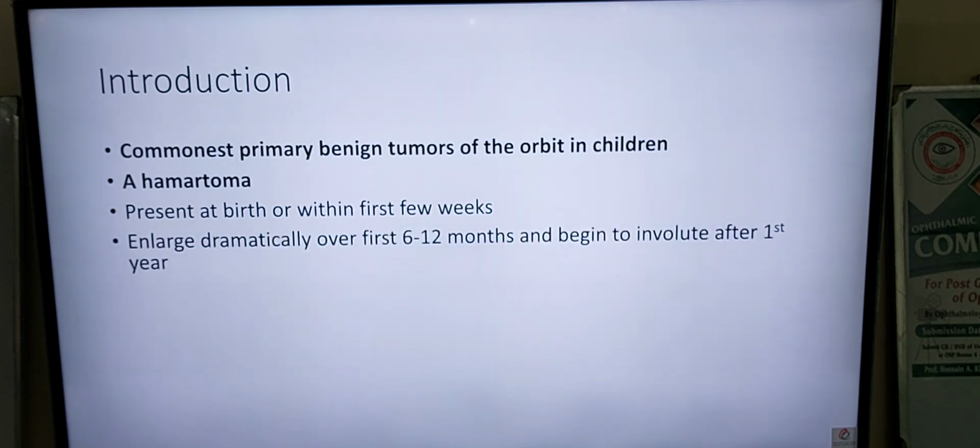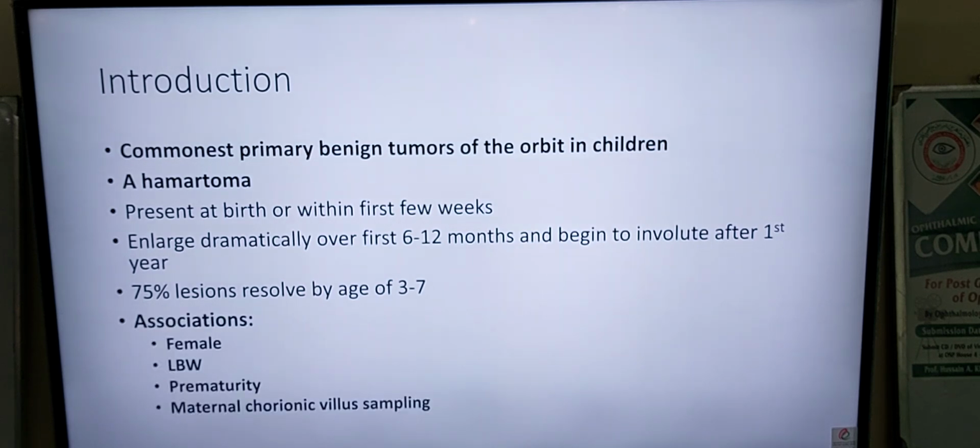The course is that it enlarges dramatically over the first 6 to 12 months, and then after first year it starts to involute, and mostly it goes away by 3 to 7 years of age. Some important associations are female gender, low birth weight, prematurity, and if maternal chorionic villus sampling has been done, it is seen as an association.